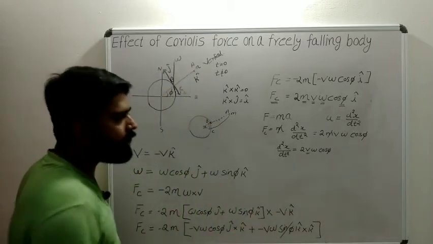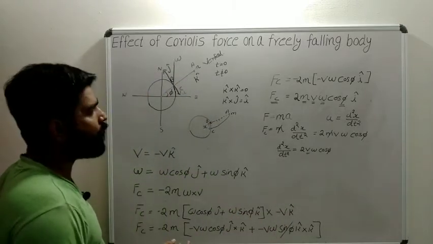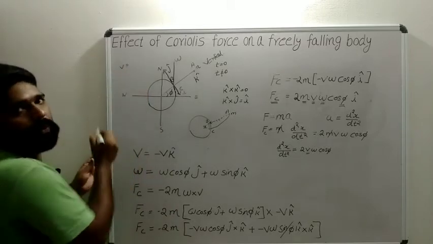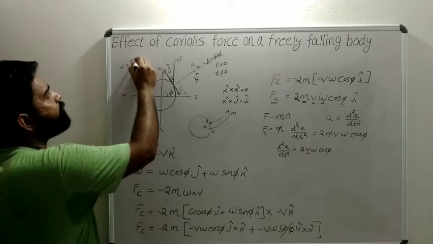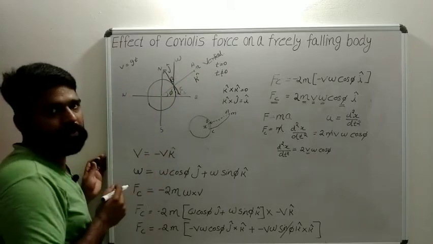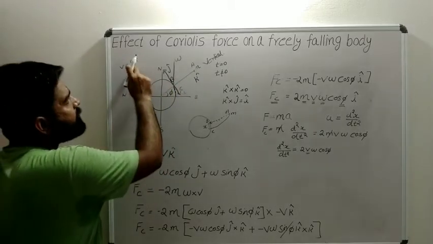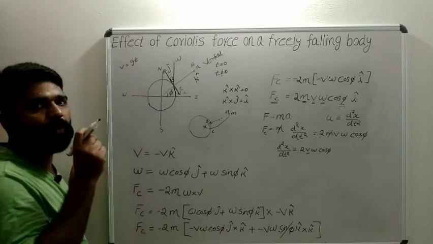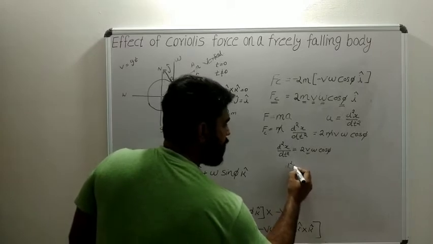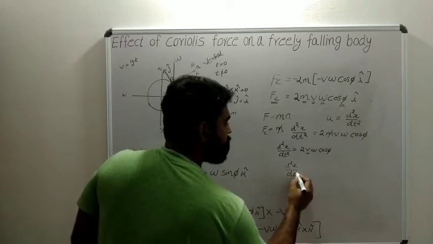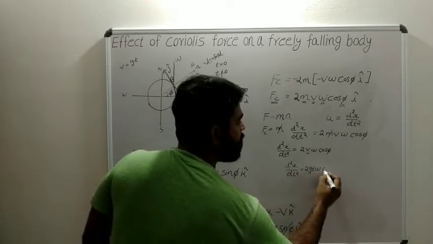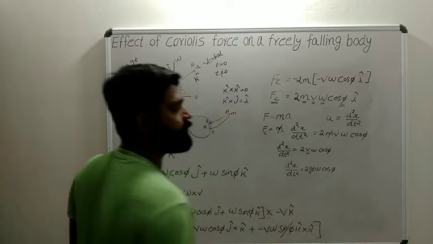Here we can rewrite the value of v. How? Because v is equal to g into t. Here g is the gravitational constant, t is the time taken to free fall. Then if we multiply g with t, we get the value of velocity. So d square x by dt square is equal to 2 g t omega cos phi.